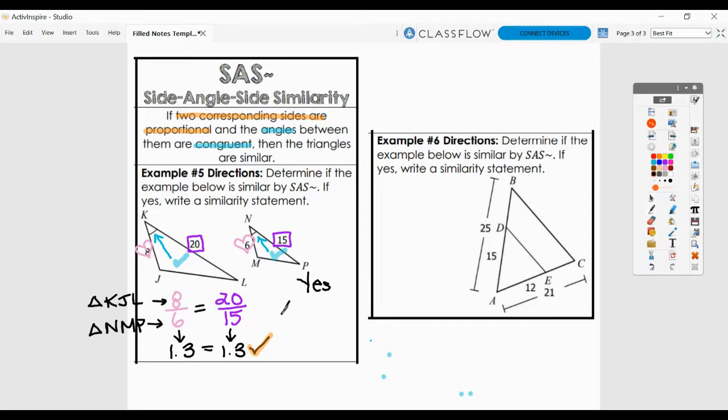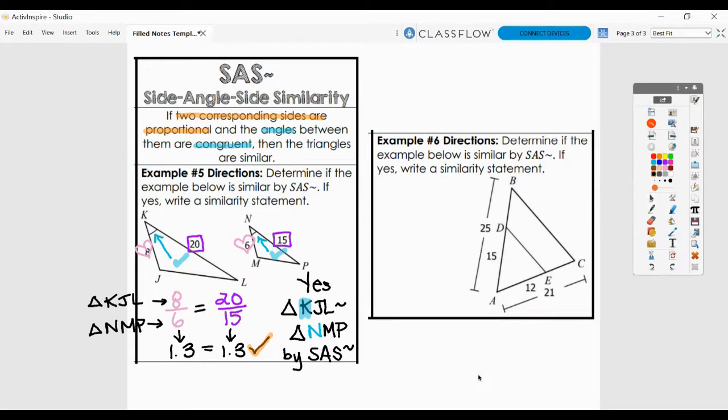To write my statement, I have K, J, and then L. Have to match up here. Well, angle K goes with angle N. That's the one with one mark in each triangle. So N must go first with K. J is that obtuse triangle, matches with the obtuse triangle of M. And then P over here goes with L. There and there. That's my similarity statement, and this time it was by side angle side similarity.